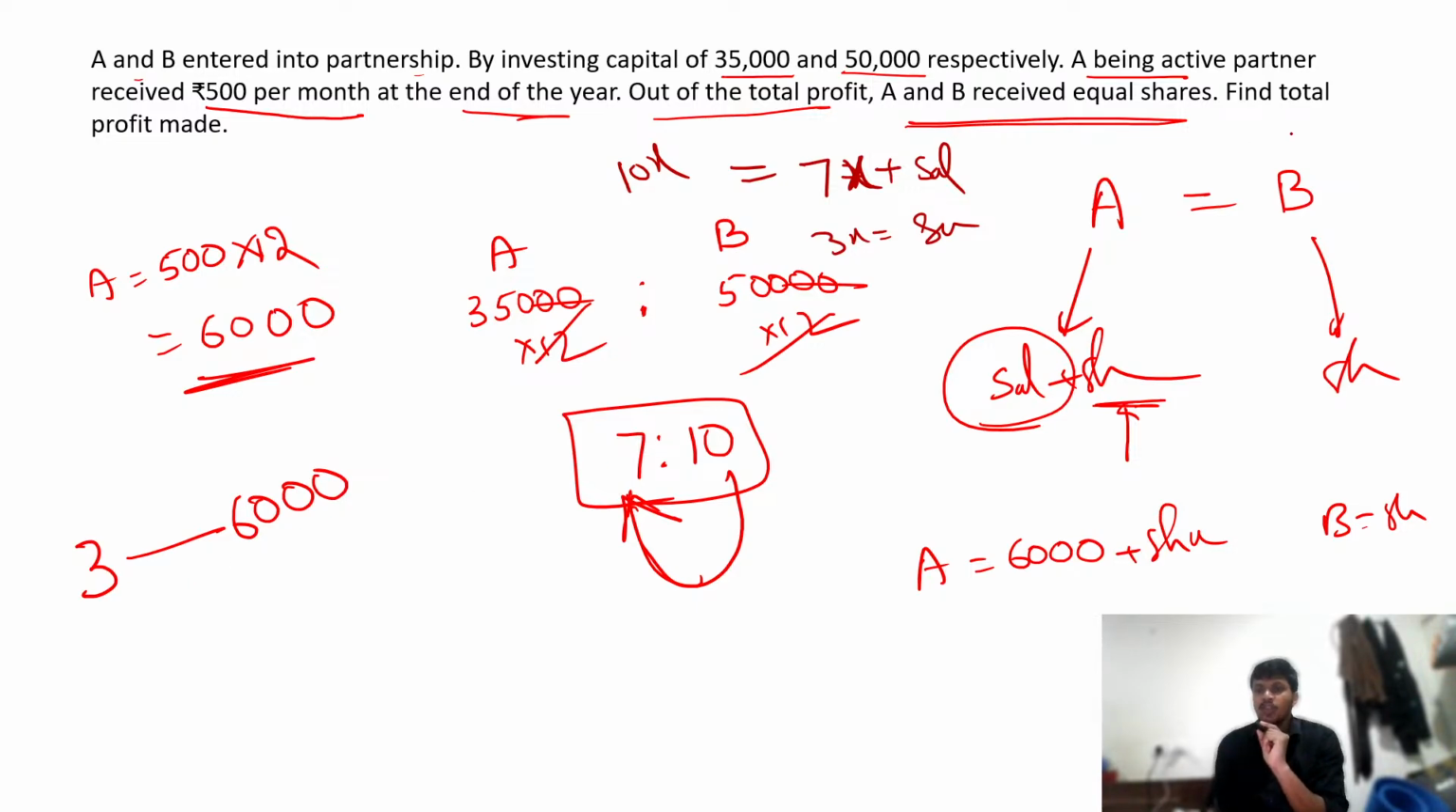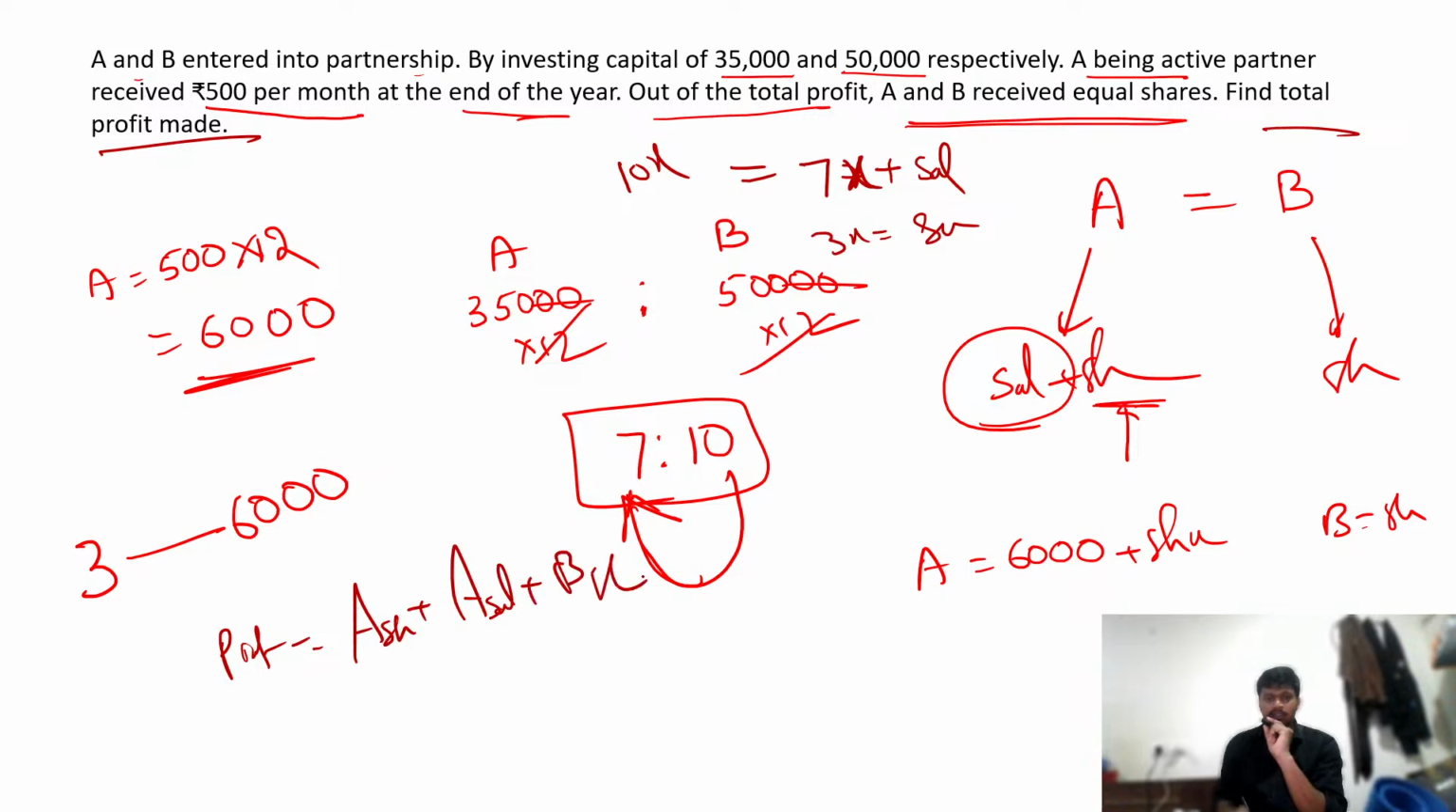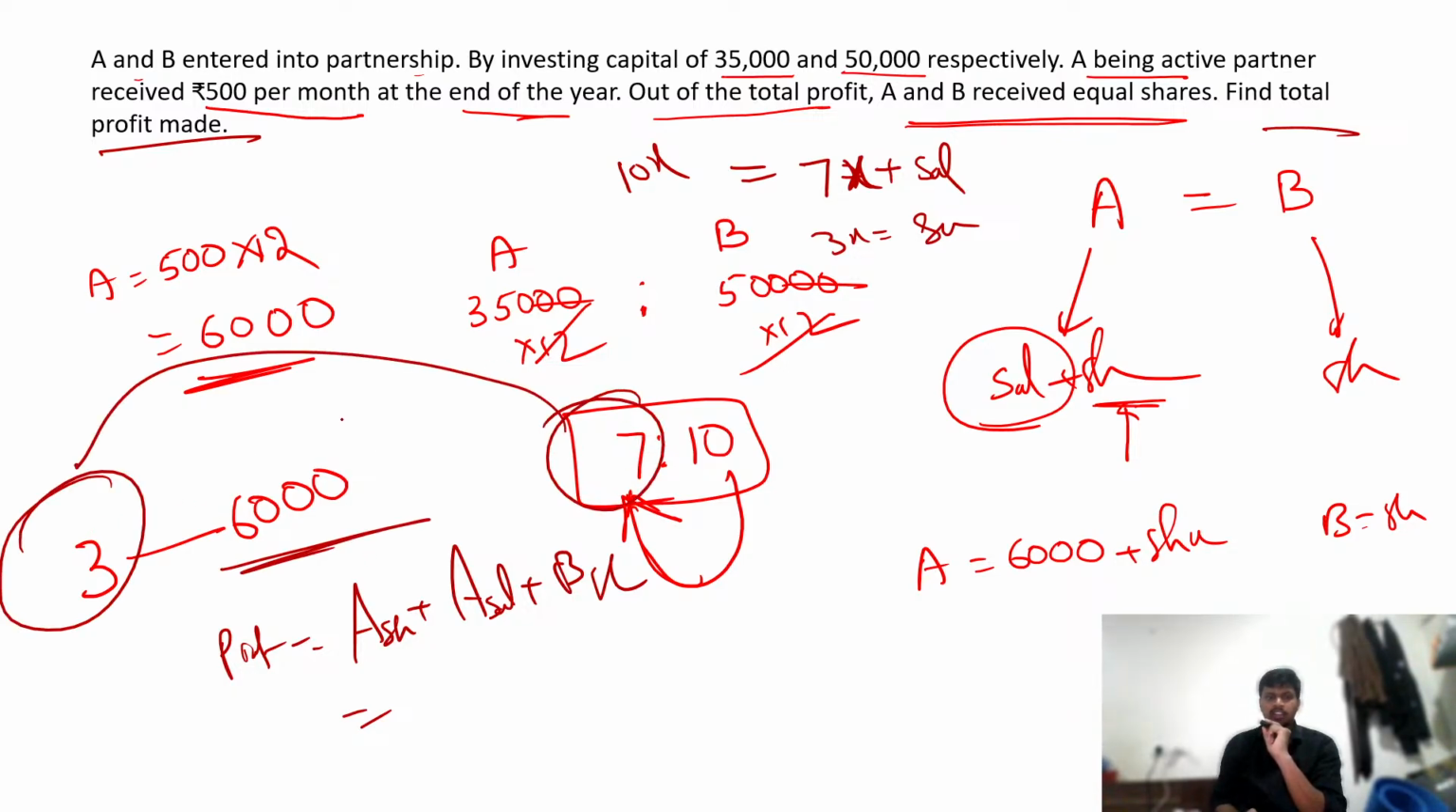What I want is the total profit. Total profit means A's share, A's salary plus B's share. So A's share is 7 units. We know that 3 units equal 6,000, and A is getting 7 units. So 7 plus 3, A is getting 10 units, and B is also getting 10 units. That is, a total of 20 units is the total profit.